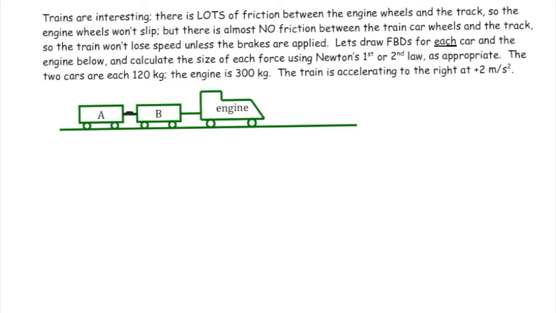The two cars are each 120 kilograms. The engine is 300 kilograms. The train is accelerating to the right at positive 2 meters per second each second. Let's call the tension between the last two cars tension 1 and the tension between the first car and the engine tension 2. The engine is using friction to pull the whole train forward.